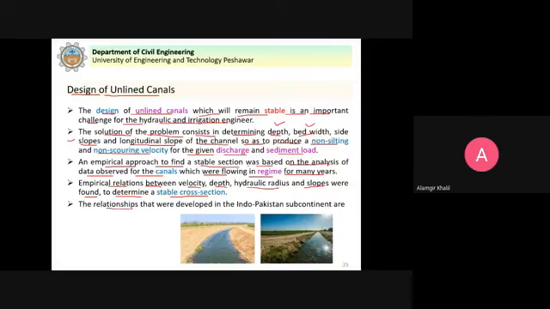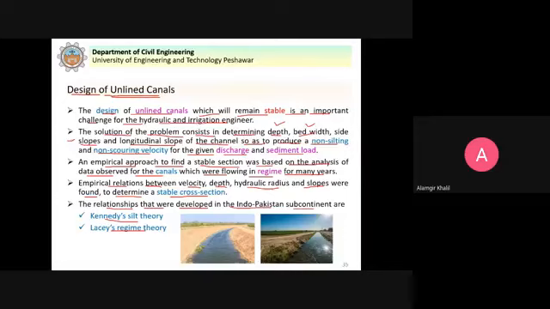So the relationships that were developed in the Indo-Pakistan subcontinent are based on Kennedy's silt theory and Lacey's regime theory. So these two theories are specifically mentioned in your syllabus. This Kennedy's silt theory and Lacey's regime theory, these are used for the design of unlined canals.